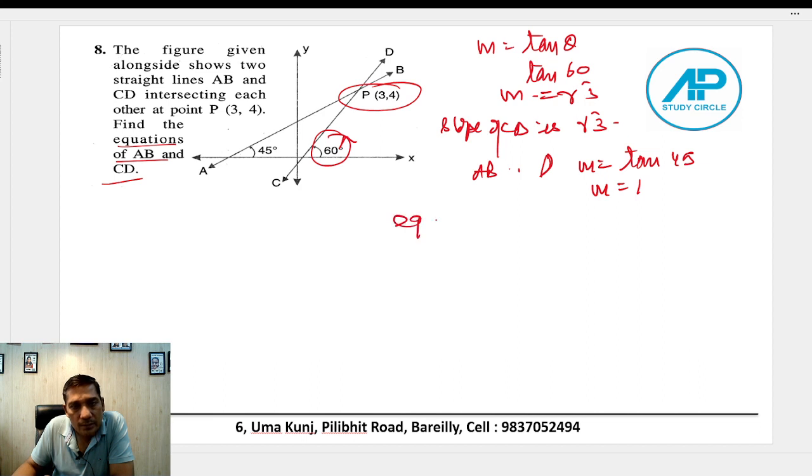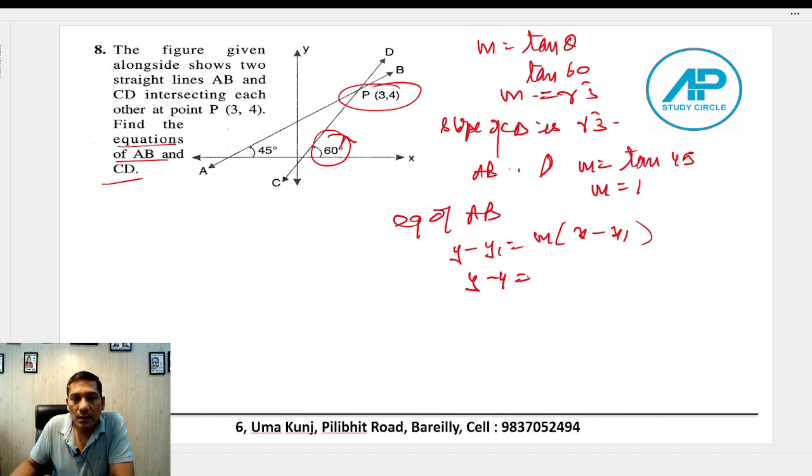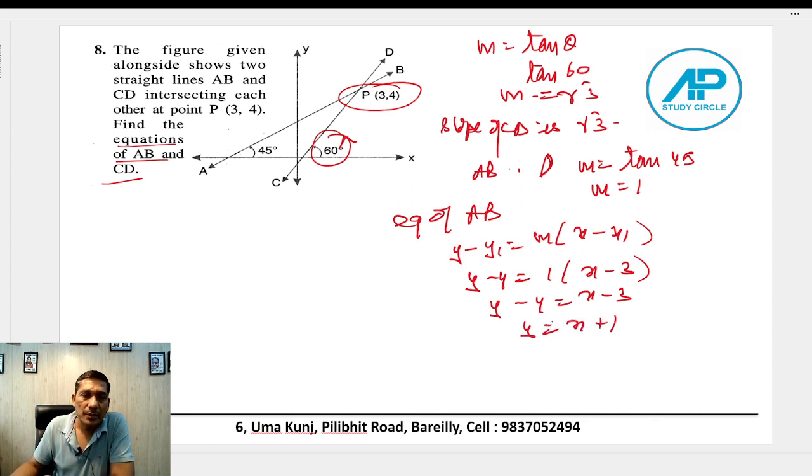So equation of AB: y minus y1 equals m times x minus x1. Y minus 4 equals 1 times x minus 3. Y minus 4 equals x minus 3. Y equals x plus 1. That is the equation of AB.